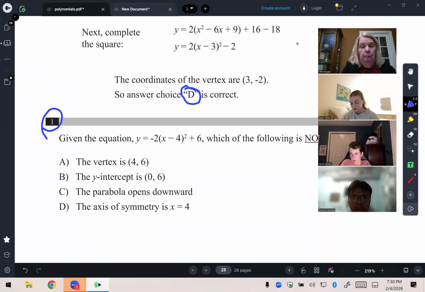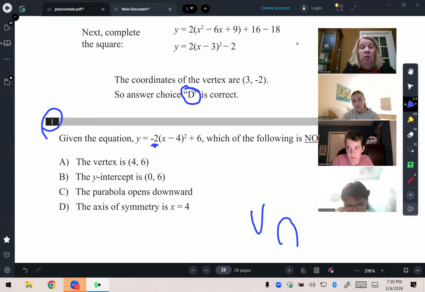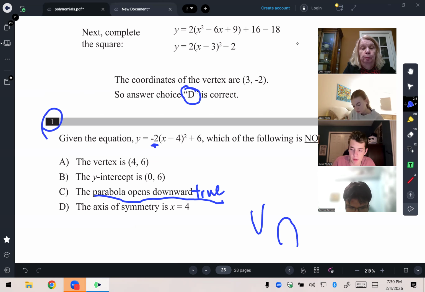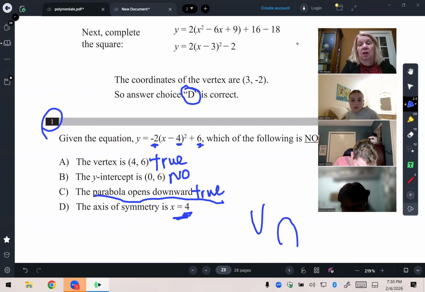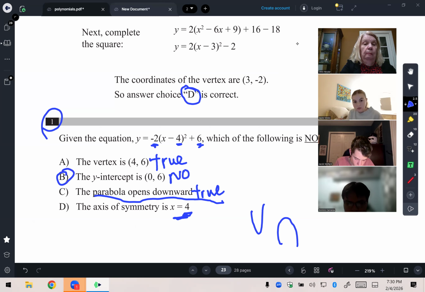If we had this equation, okay, let's analyze this together. If it's a negative, does it go up or down? It goes downward, right? So this will be true. This parabola opens downward. So we can sort of see the vertex will be 4, 6. This is true. The line of symmetry is going to be right at 4. We don't know that the y-intercept is 0, 6. And of course, you could put that in Desmos and see it. So that one was B then? Yeah, so this one was B, not the right answer.